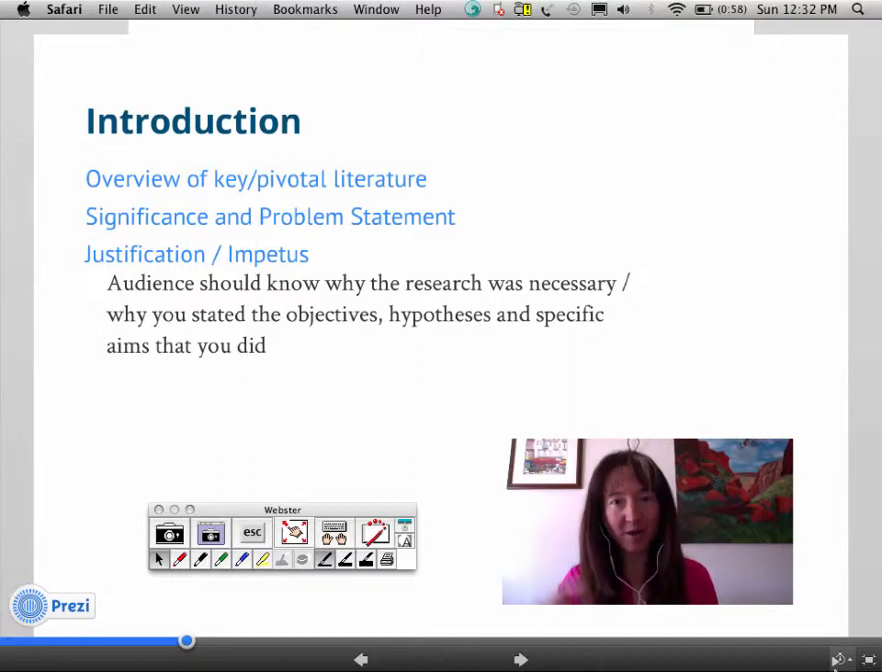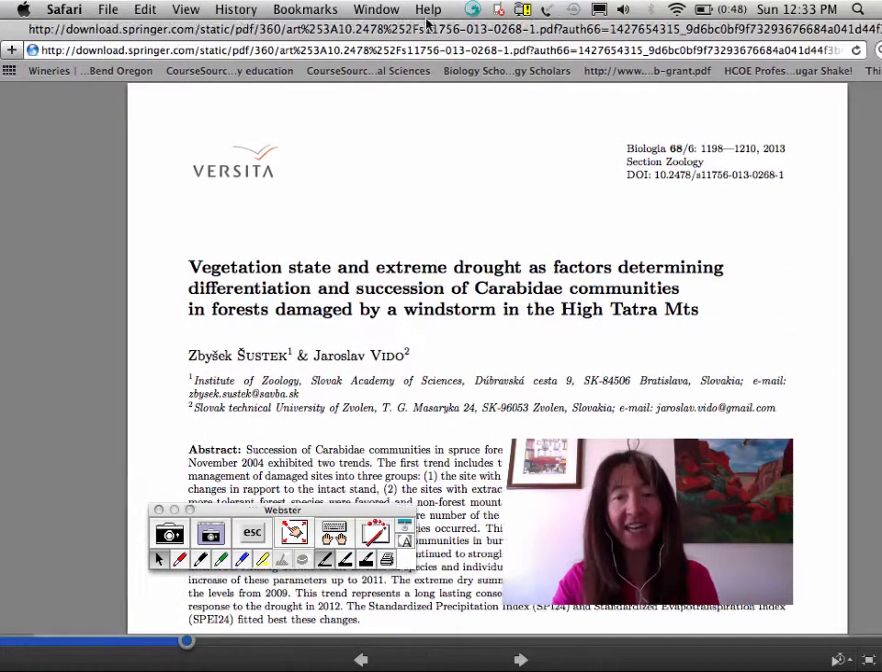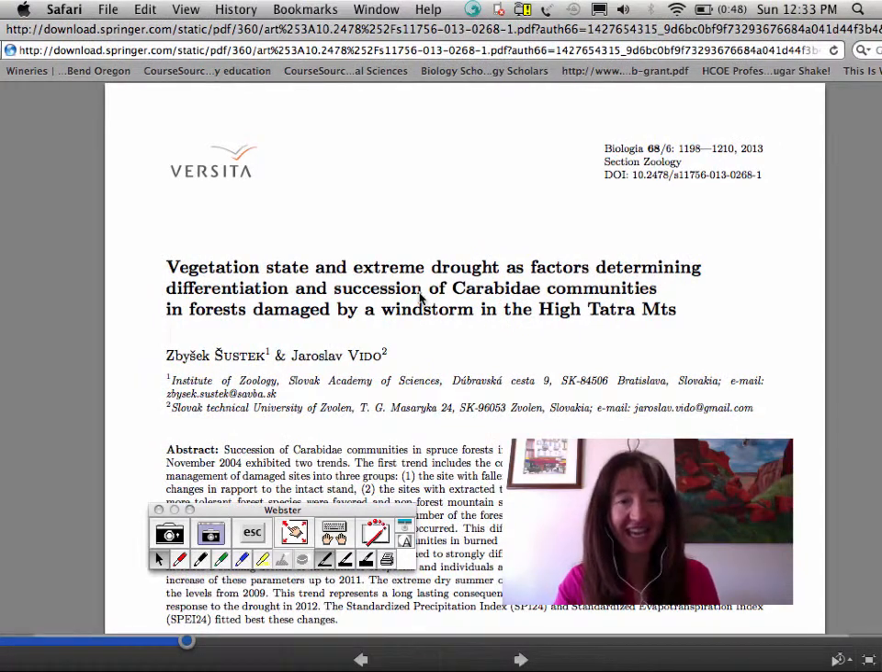I've just been doing some research trying to find some articles that might showcase our next conversation in the I Am Rad discussion, that is Introduction and Materials and Methods. And I happened to come up with the most phenomenal, supercalifragilisticexpialidocious article. Check this: vegetation state and extreme drought as factors determining differentiation and succession of the Carabidae communities in forest damage by a windstorm in the High Tatra Mountains. You got it right here.